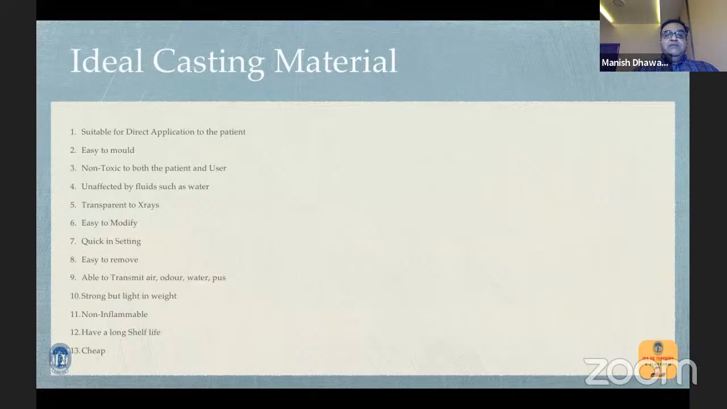Now, ideal casting materials should be suitable for direct application to the patient. It is easy to mold. It is non-toxic to both patient and user. Unaffected by fluids such as water, it should be washable. It should be transparent to X-rays, easy to modify. It should have a quick setting time, easy to remove, able to transmit air, odor, water, pus, meaning any collection, it should be able to come out freely.